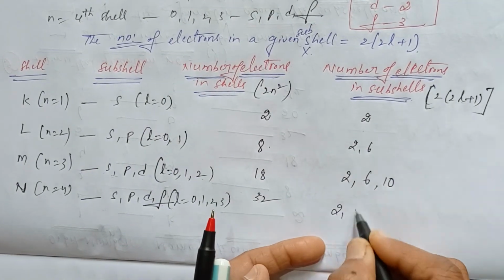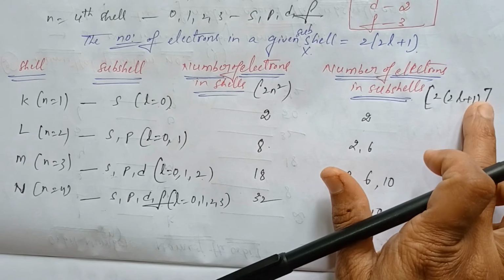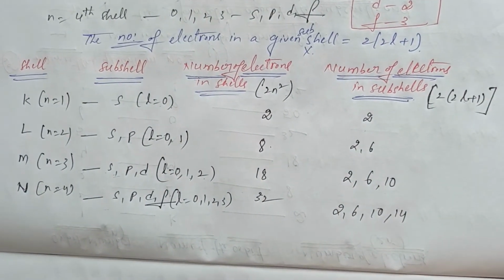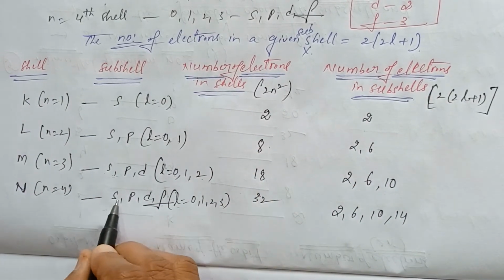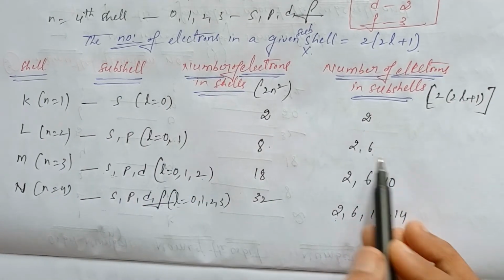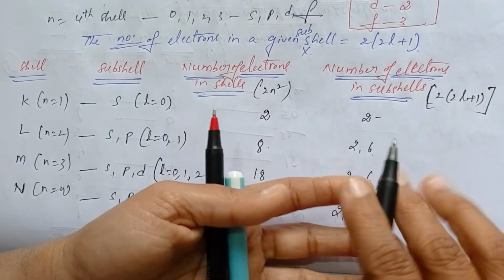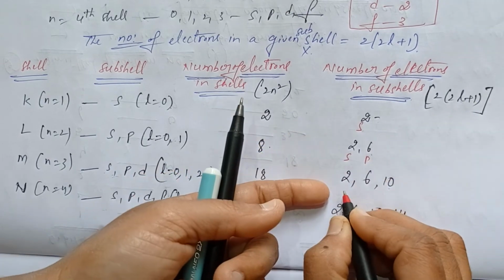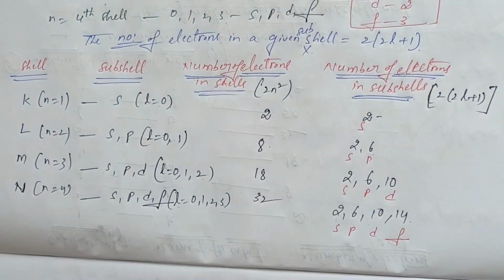Now coming here, 2, 6, 10. Substitute n equal to 3: 2 threes are 6, plus 1 is 7, 7 twos are 14 electrons. Are you clear? 14 electrons. So these are all the l values for the s subshell. In the s subshell, how many electrons? 2. p subshell 6. d subshell 10. Now the f subshell. Which one is this? This is the s subshell. This is sp. This is spd. This is spdf. Are you clear?